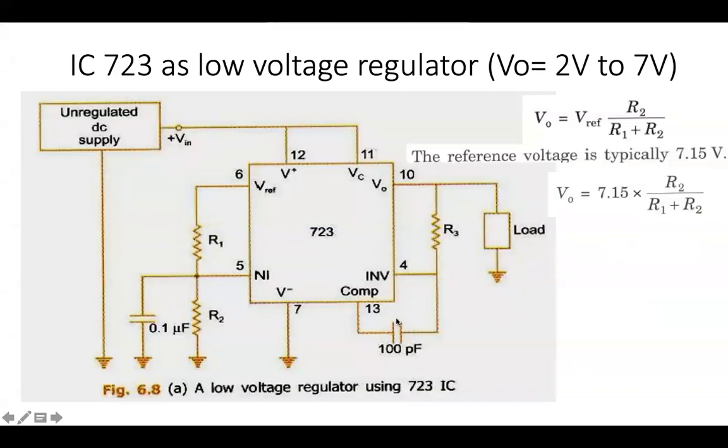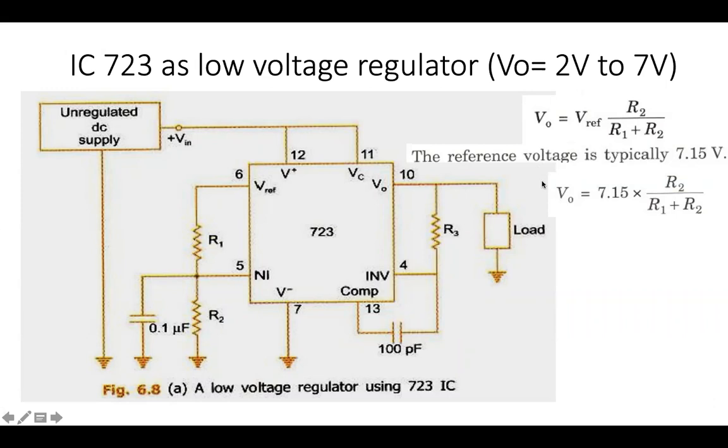If you can build this using a breadboard, this circuit will be helpful. You can take a 723 IC and give a normal DC supply there, unregulated. You can connect an oscilloscope towards this point with respect to ground. One probe here, one probe here, and at the output, one probe here and one with the ground. If you connect like that, you'll be able to see the difference between the inputs and the outputs.